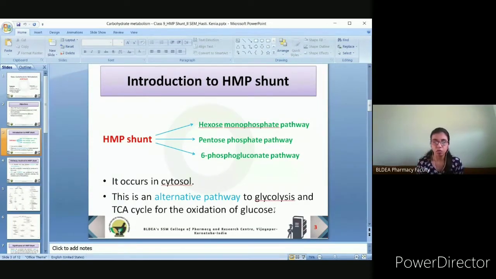For oxidation of glucose, particularly it is oxidation of glucose, and also some of the other monosaccharide units are utilized to undergo specific oxidation using this HMP pathway. Okay. So HMP shunt is a pathway that is an alternative to glycolysis and TCA for oxidation of glucose. Also, it is utilized for oxidation of other monosaccharides, specifically 5 carbon containing monosaccharide units. Okay, so this is a pathway that utilizes 5 carbon containing monosaccharide units and undergoes oxidation. Also, it is utilized for oxidation of glucose.